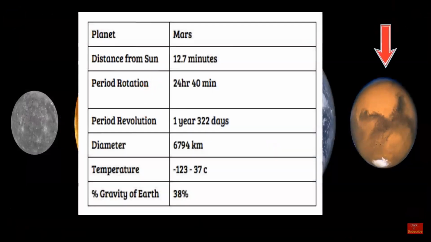Next, Mars. Period of rotation, 24 hours, 40 minutes. Period of revolution, 1 year, 322 days. And the atmosphere on Mars is so thin that water would quickly boil away.